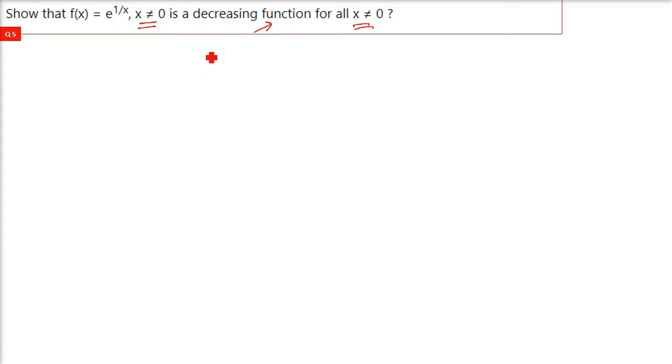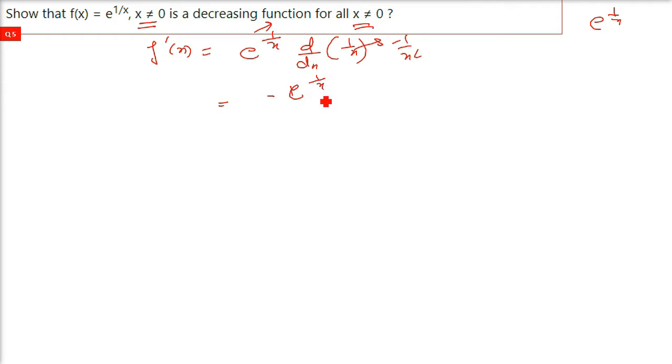But e raised to 1 by x will always be decreasing. So just find f dash x. e raised to 1 by x. Differentiation of e raised to something will always be e raised to something. So e raised to 1 by x stays as it is. Now differentiation of 1 by x also has to be done. That is negative 1 by x squared. So what do you get? Minus 1 by x square and e raised to 1 by x. So you have e raised to 1 by x and this minus 1 by x square. So you have a negative sign here.